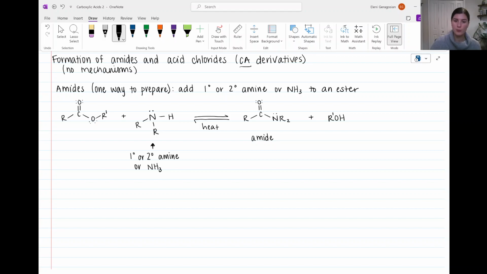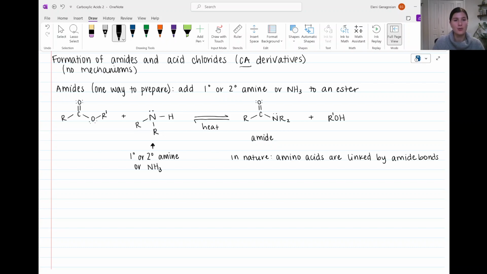So this is one method to produce an amide, and you might remember from your other biology classes that many amino acids are linked through amide bonds. So now we see that functional group amide there. If you see an amino acid, you will likely see an amide bond in that amino acid. Okay, so there's one way to produce an amide.